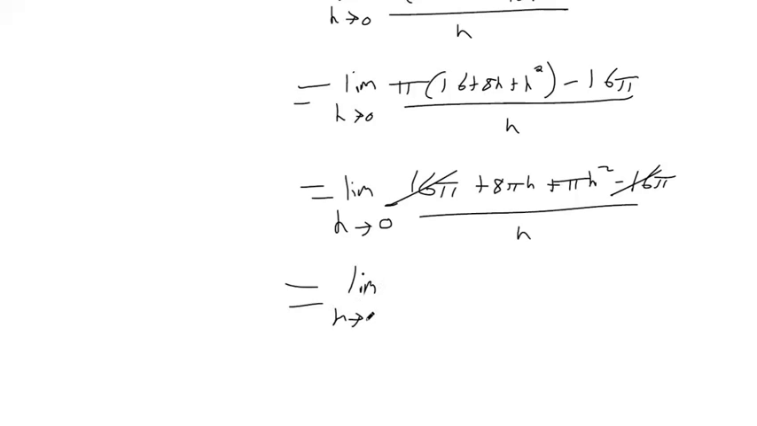Limit as h approaches 0. Now look in the numerator, what's left over? I can factor out 1 h, so you're left with 8 pi plus pi h here. Factoring out an h makes these h's cancel out, and so you're left with 8 pi plus pi h in the numerator. You don't have a divide by 0 problem anymore. You can just plug in 0. And if you do that, 8 pi plus 0 is 8 pi.